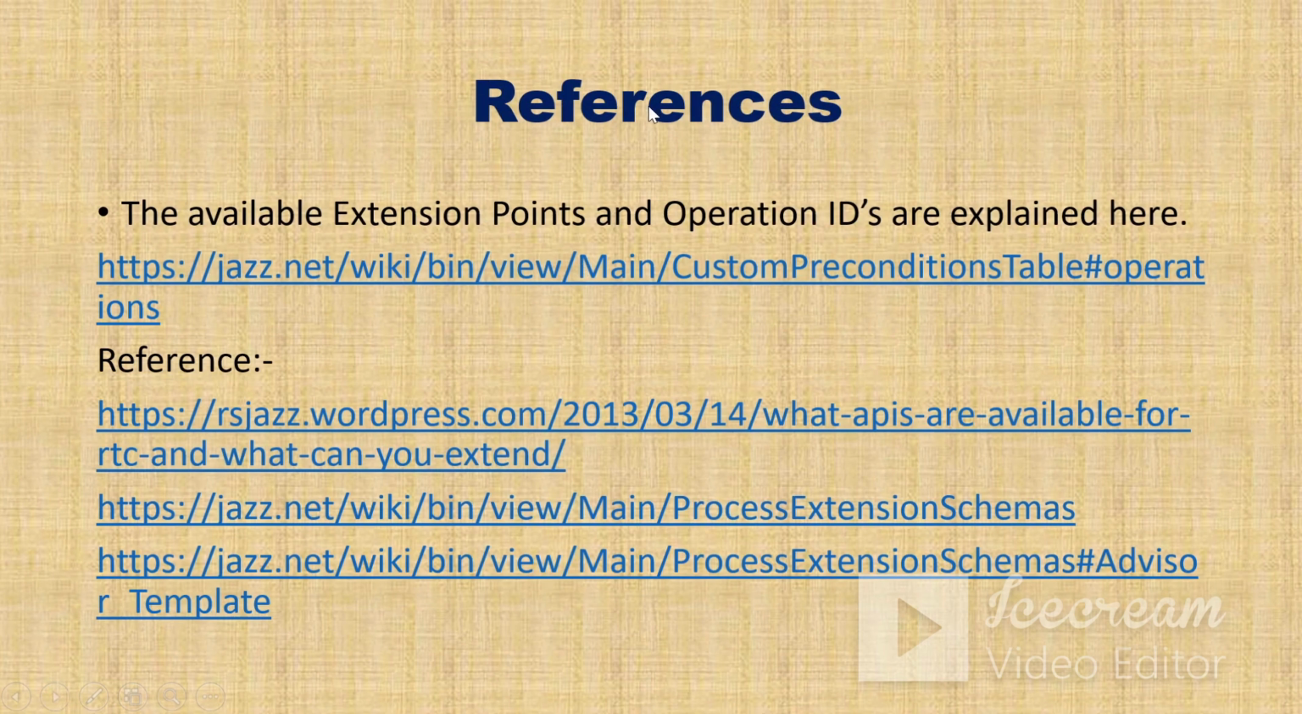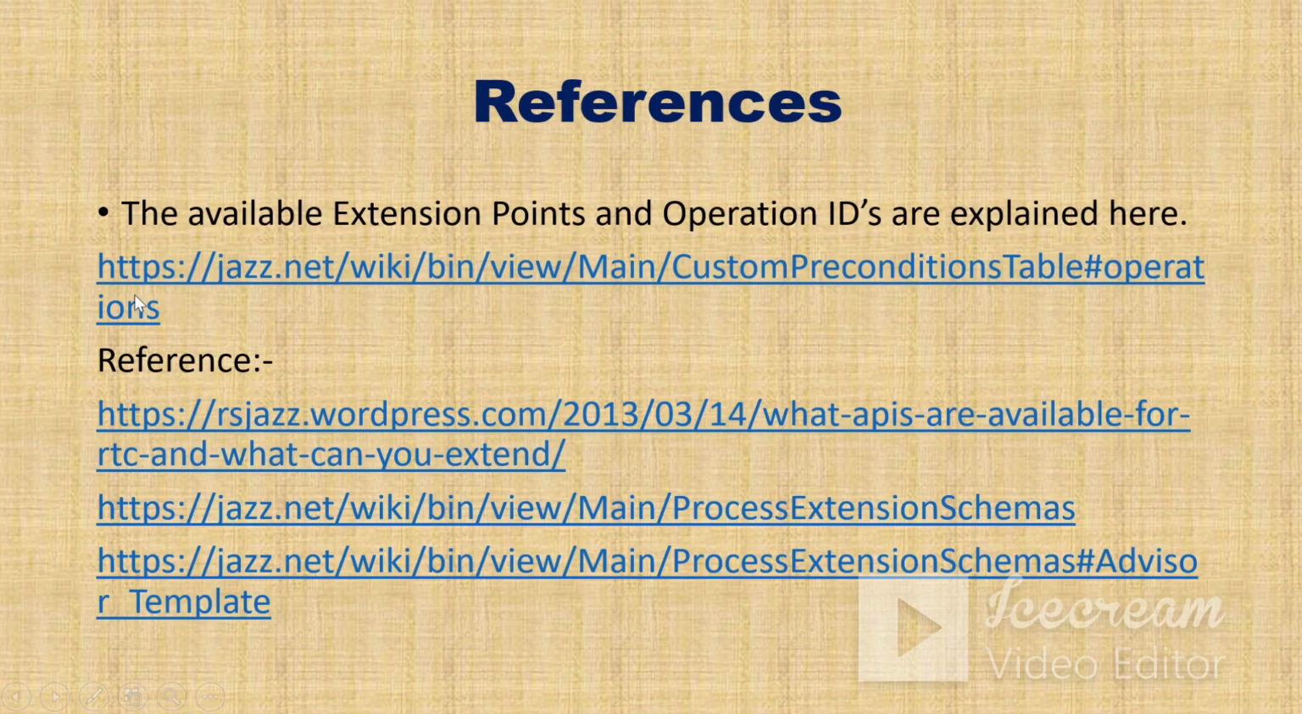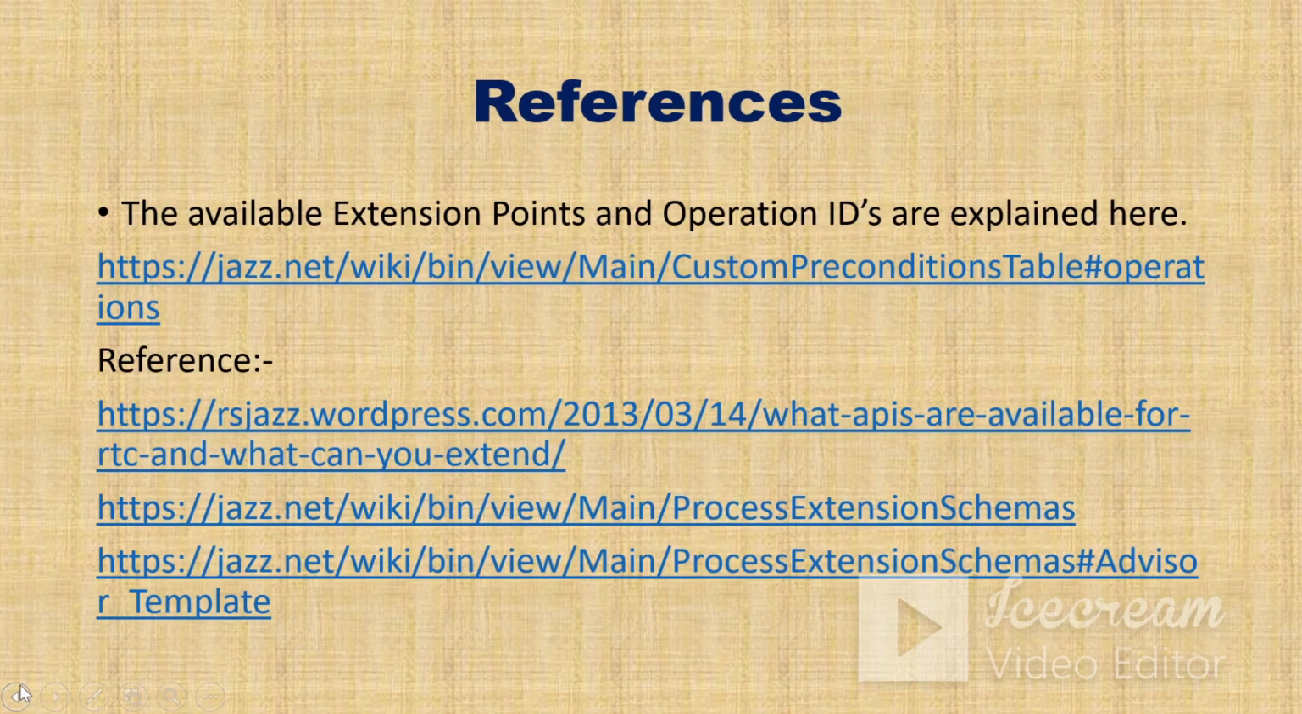So these are the references. The available extension points and operation IDs are explained here. So you just open this. Once you open this URL, you will get to know all the operation IDs which are available, and from here only we have taken the operation ID for work item save, which I'm going to show you in this demo for saving a work item.